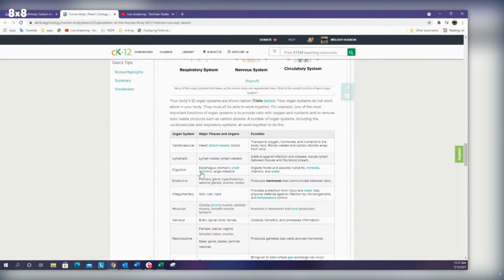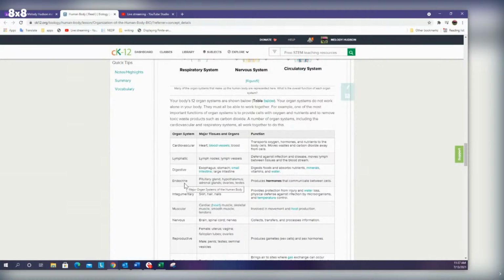Then we have our digestive system, which is the esophagus, the stomach, the small intestine, and the large intestine. And actually, however, digestion begins in the mouth where we chew food and break it down into smaller particles. So, what does the digestive system do? It digests food, absorbs nutrients, minerals, vitamins, and water through the foods we take in, the foods that we eat.